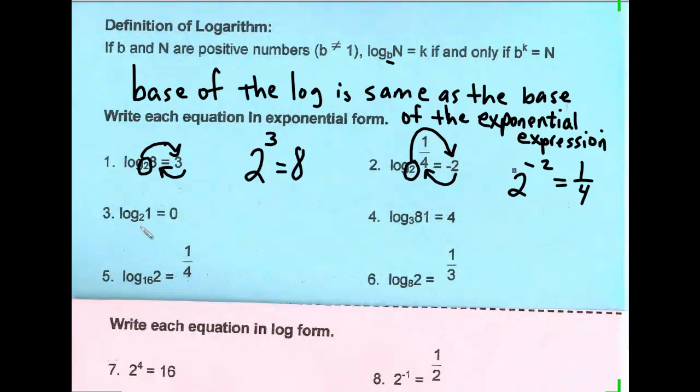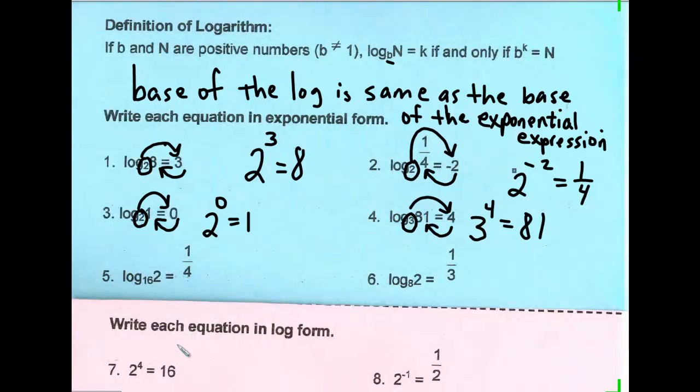Number 3. Circle around 2, raise it to the 0 power, and that is equal to 1. Number 4. Circle around 3, that is the new base, raise it to the 4th power, and this is equal to 81. You try the next two.